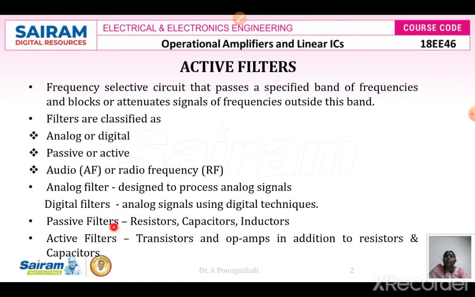Next is your passive filters. Passive filters means the filter is constructed only with passive components, that is resistors, capacitors and inductors. Next is your active filters. Active filters consist of active components. Your active components can be either transistors or op amps, in addition to the resistors and capacitors which you are going to use in your circuit. So active filters consist of transistors and operational amplifiers in addition to resistors and capacitors.